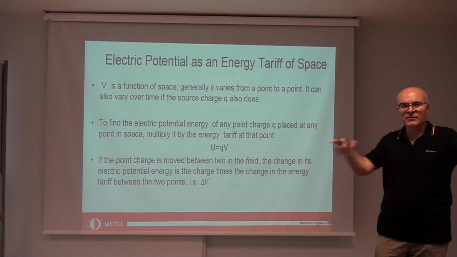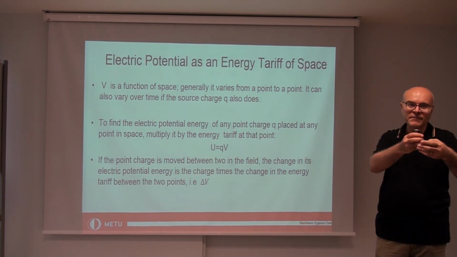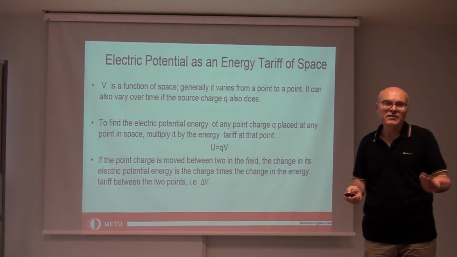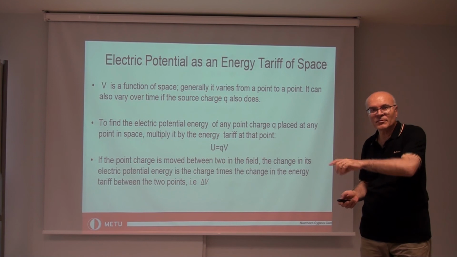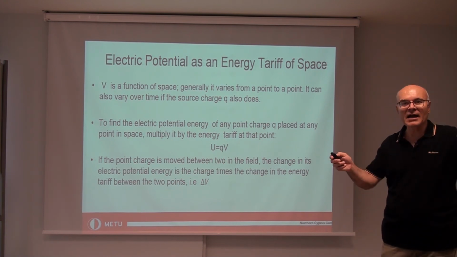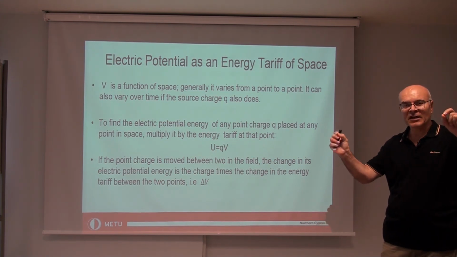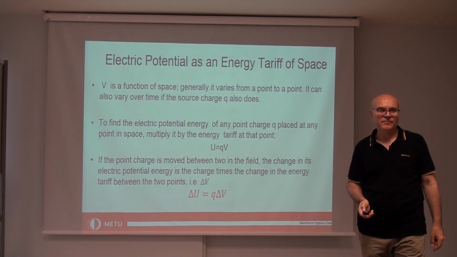Multiply this difference in potential by Q, which is the charge that has moved from A to B, and in this case you get the change in energy. So the change in energy is just the charge multiplied by the change in the potential energy per unit charge between these two points, and it is just this relation.